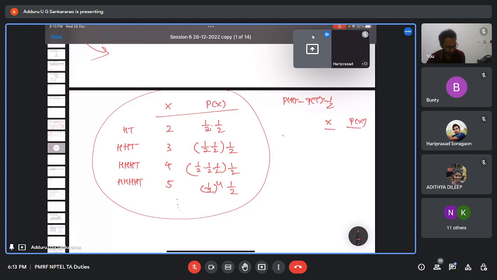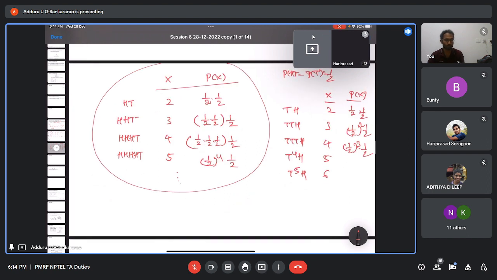Now the second way is what I just discussed, x into p of x. Let us say first you are getting tail followed by head, tail tail followed by head, tail tail tail followed by head, or tail power 4 followed by head. Just now for simplicity I am writing tail power 5 followed by head. So the number of tosses are 2, 3, 4, 5, 6, something like that. So 1 by 2 into 1 by 2, same. First you have to get 2 tails followed by head, 3 tails followed by head, like this.